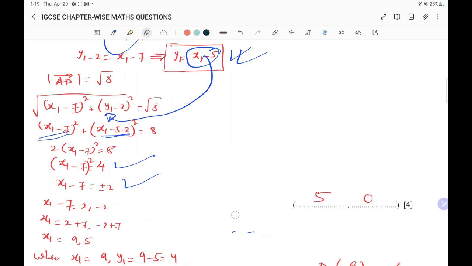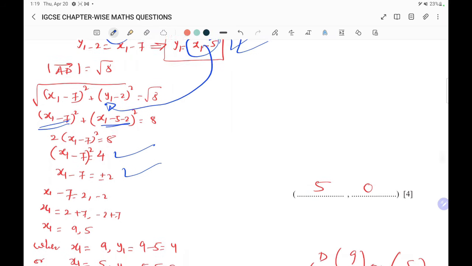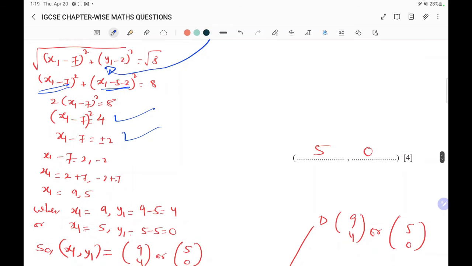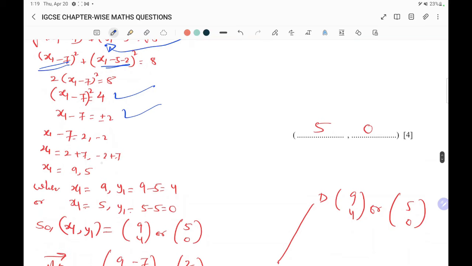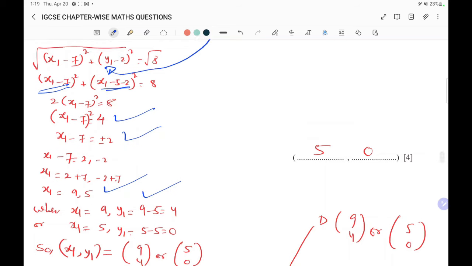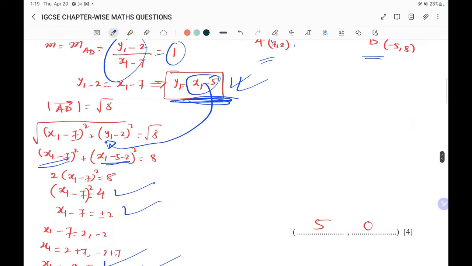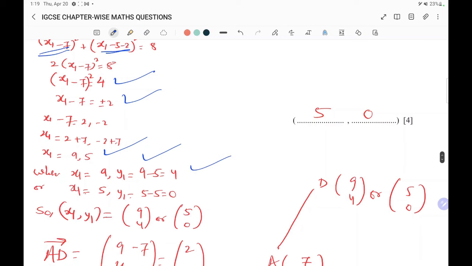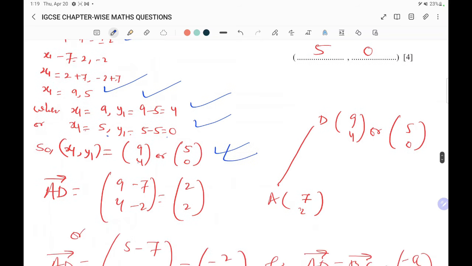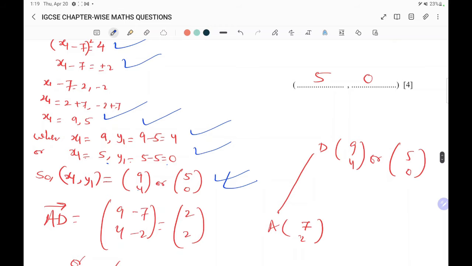Similarly here, (x minus 7) square is 4, so x minus 7 is plus minus root 4, that's 2. So just calculate precisely, you will get x is 9, x is 5. When x is 9, y is x1 minus 5, so 9 minus 5, which is 4. And next, 5 comma 0. So now x1, y1 I need to find. So which is x and y, which is 9 and 4, and x and y, which is 5, 0. Right? x1, y1 I got.